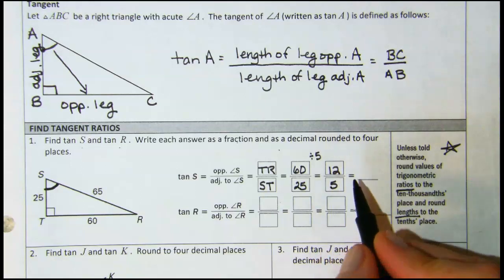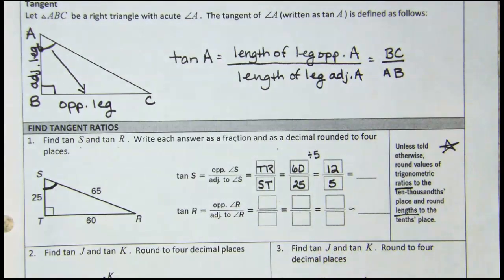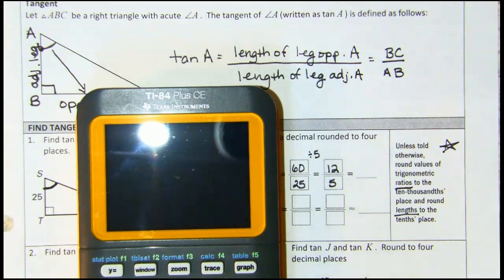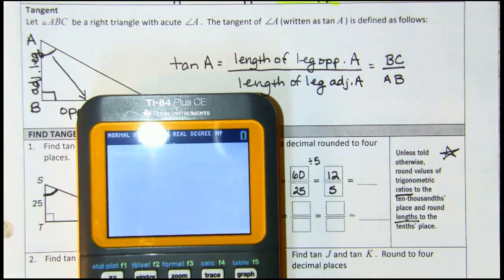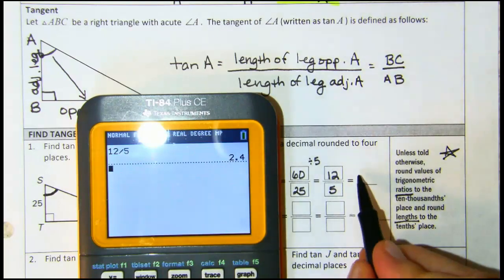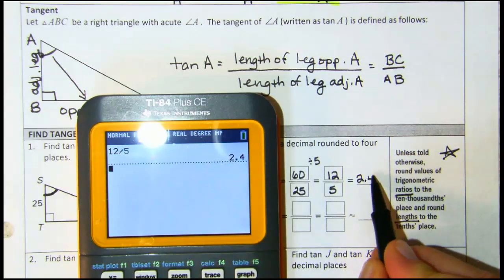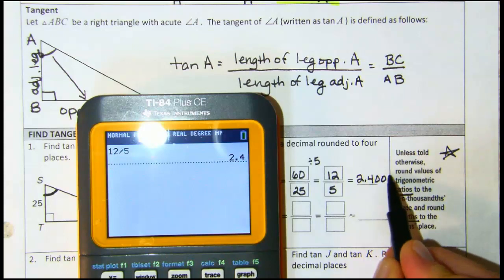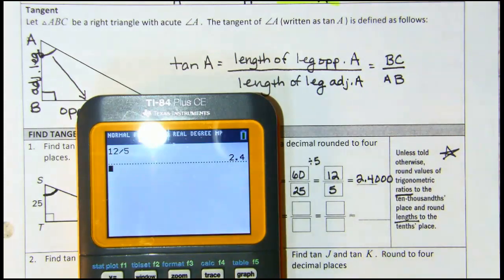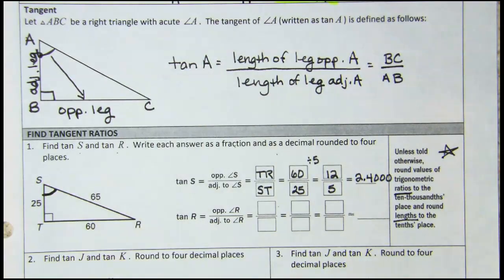Now, if I do this as a decimal, of course, I would take my calculator and I would simply say 12 divided by 5. Now, it came out to be 2.4, but it tells us to round to 4 decimal places. Therefore, I will say 2.4000 and get the 10,000th place indicated.